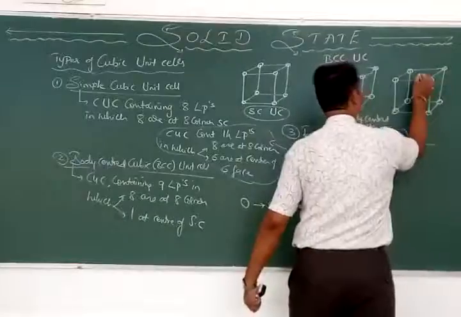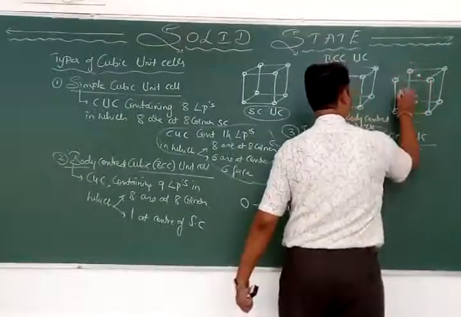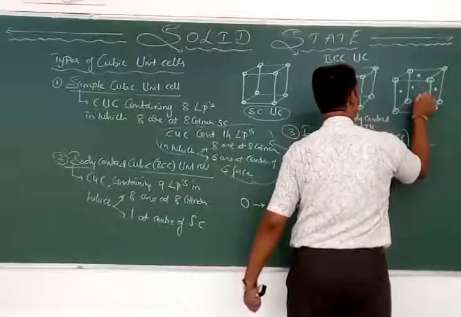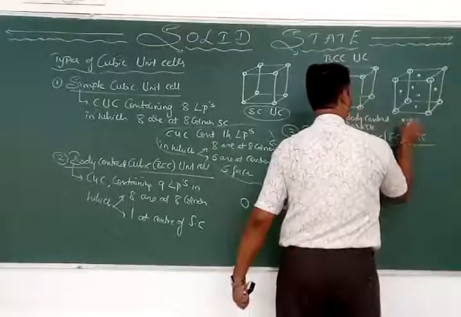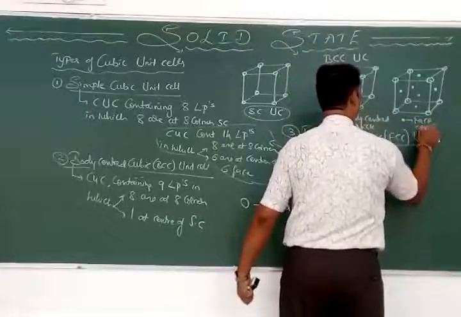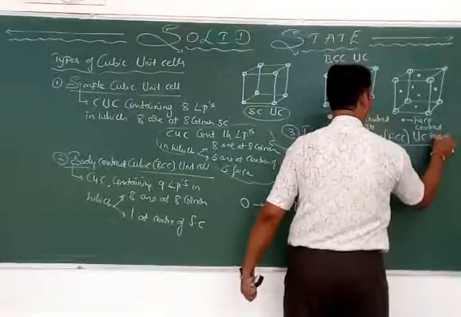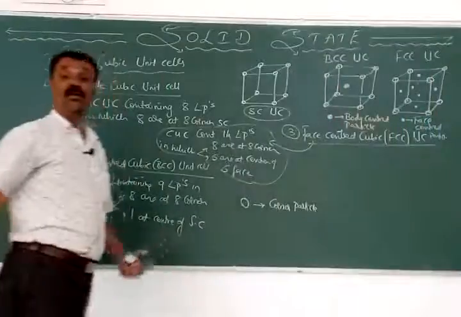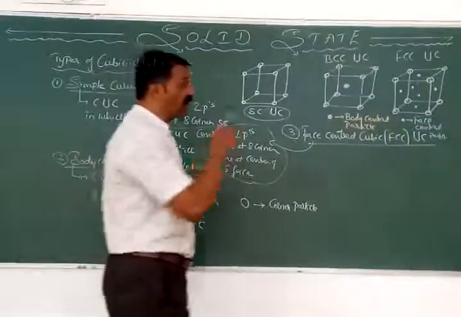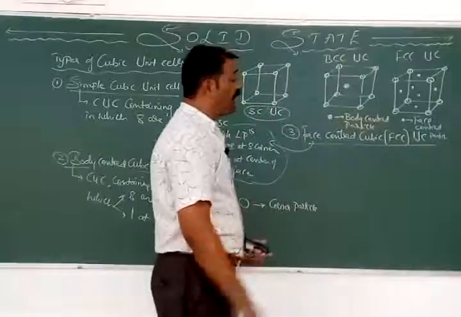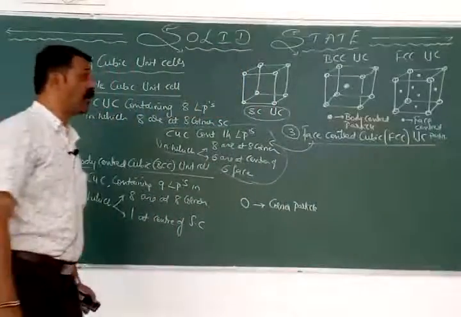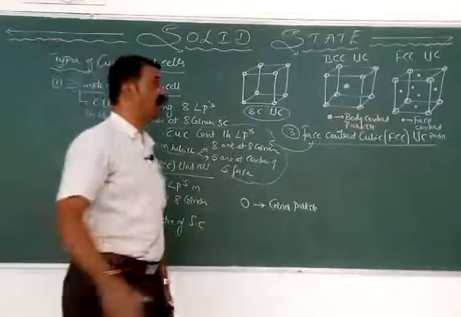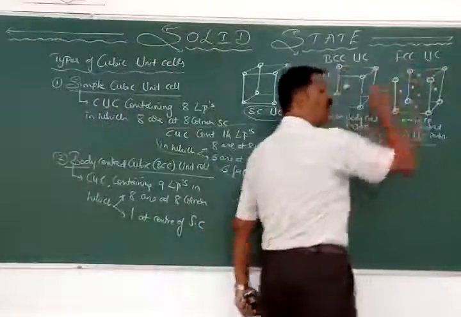So let us have the third one. This is one face and this is at the center. This is face centered. This dot represents the face centered particle. That is what is called FCC unit cell. Totally, how many lattice points are we observing here? I think it is 8 plus 6, totally 14. Among the 14, 8 are present at the corners and 6 are at the faces, which is called face centered.